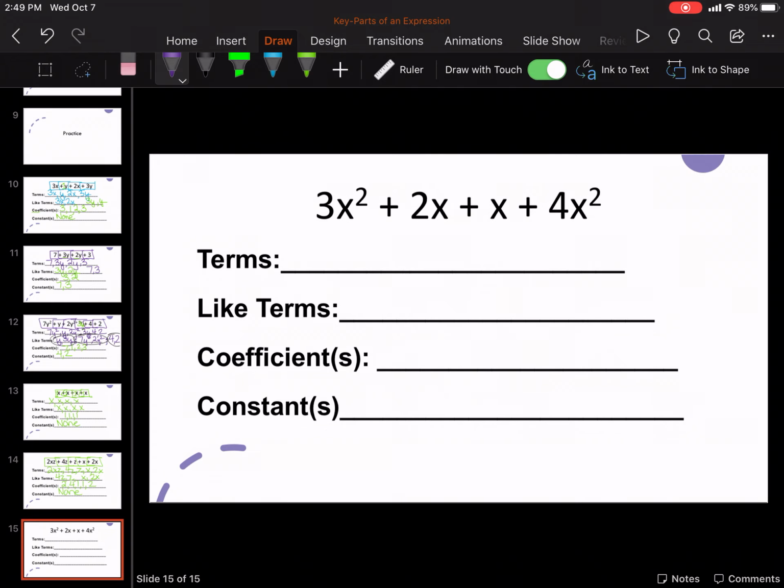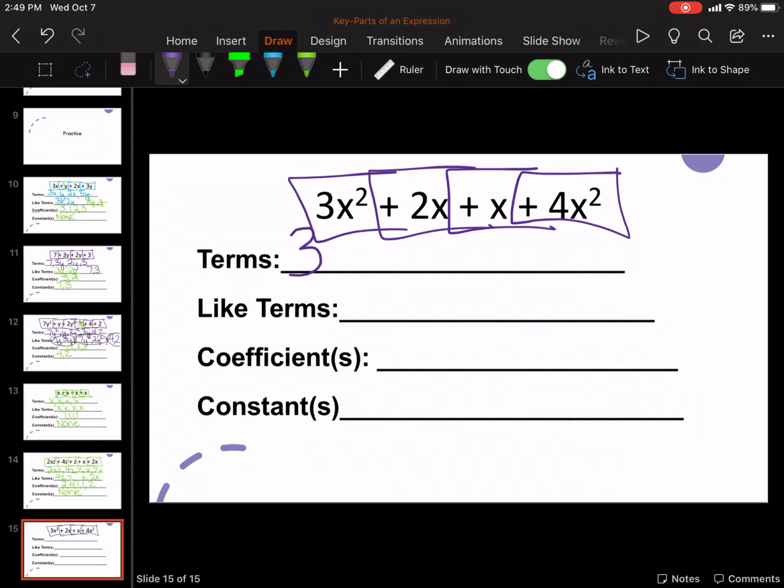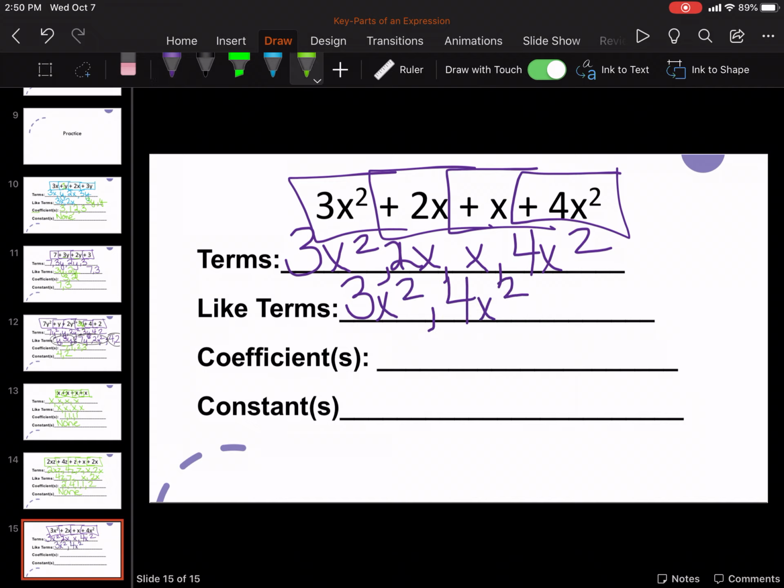Okay, go ahead and try the next one. Start training it up. So we have 3x squared, 2x, x, 4x squared. My like terms, remember, same variable, same exponent. 3x squared and 4x squared. And then we have 2x and x. My coefficients are 3, 2, 1, and 4. And then we do not have any constants. Okay? Make sure you have this PowerPoint filled in and then do some of the practice.